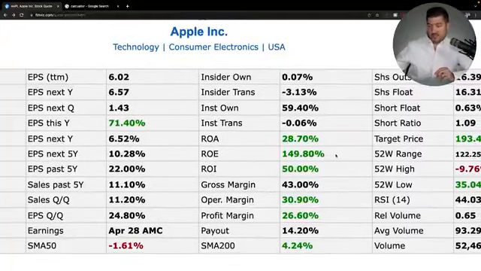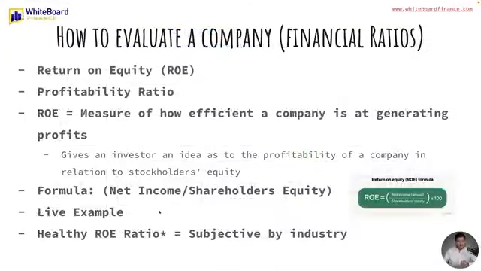So if we go back to the presentation, again, the formula for return on equity is simply net income divided by shareholders' equity, and this just gives an investor an idea as to the profitability of a company in relation to their equity. So a healthy ROE for this one, again, we have an asterisk. It's just subjective to the industry that they're in.